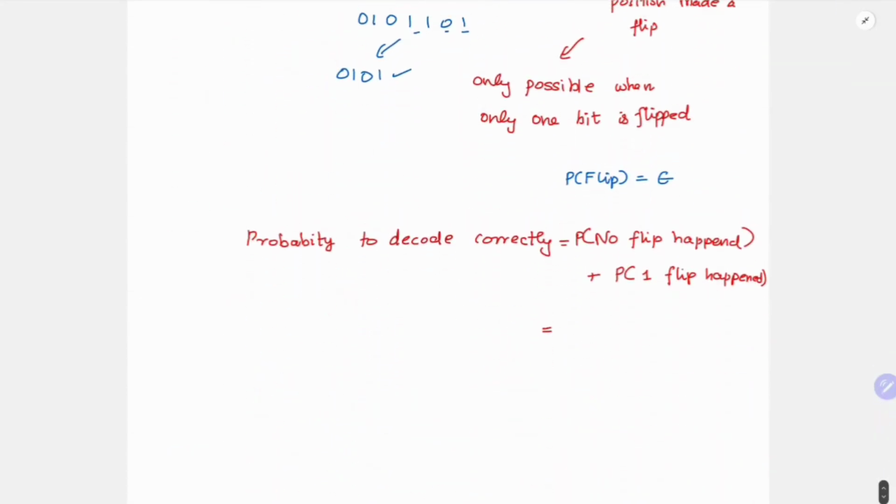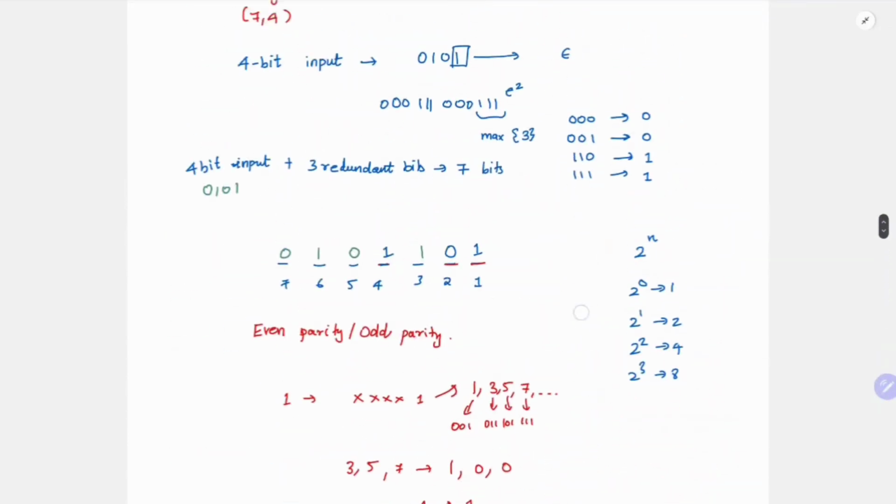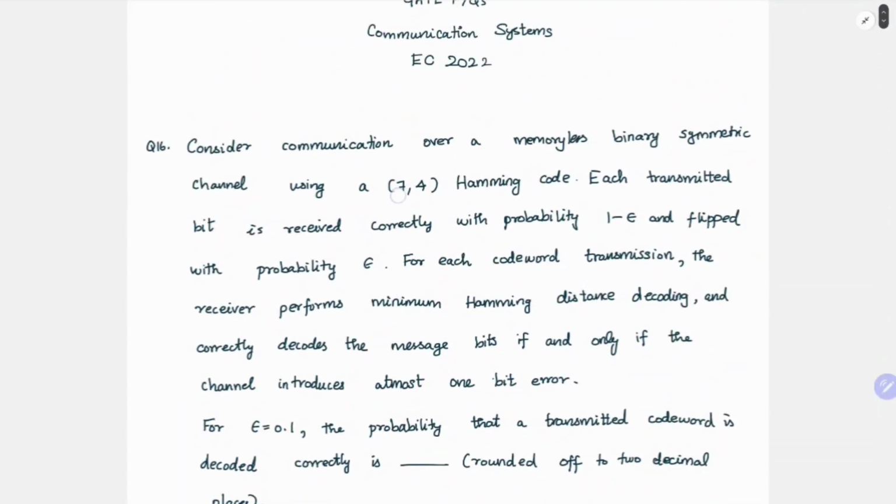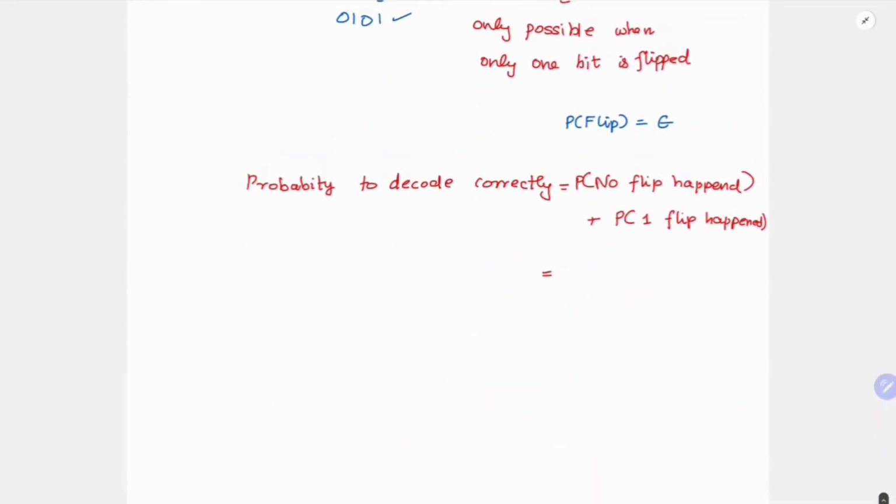And for how many bits are we talking about? Here we are talking about 7, right? The input is 4 bit width, we are getting a 7 bit width, and it is correcting only within that. It is not going to the other code words. So we need to see for a code word of 7. What is the probability of no flip happening? It is 1 minus epsilon, 7 times.